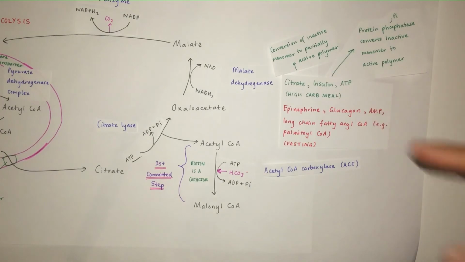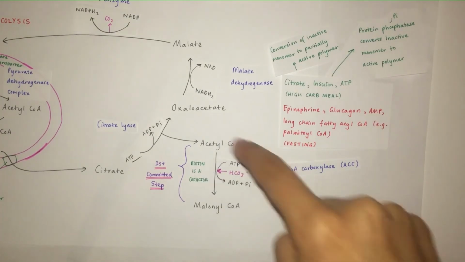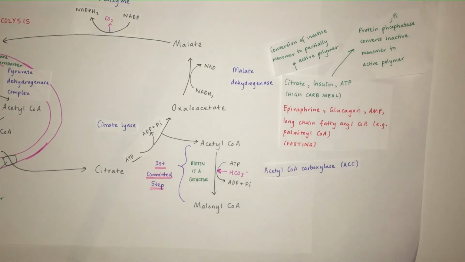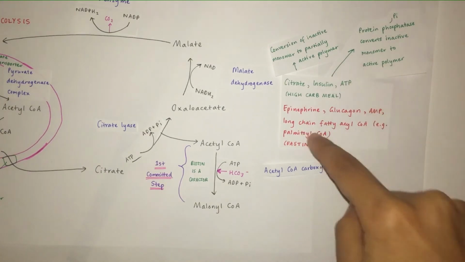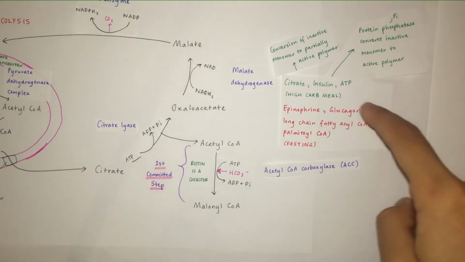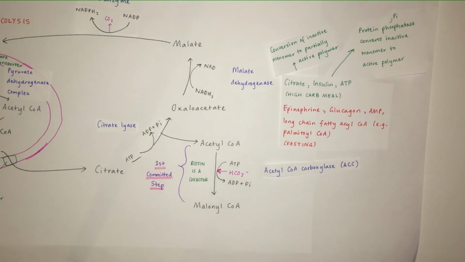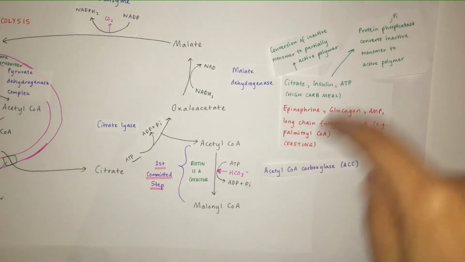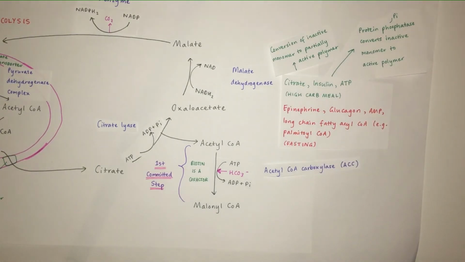And then ATP, you can just remember that because we need energy for this reaction to go forward. So if we have energy, that will promote the reaction to go forward. And that's why it's in green, because that means it's going to stimulate the reaction. All the ones here in red, so we've got epinephrine, glucagon, AMP, and a long-chain fatty acyl CoA, such as a palmitoyl CoA, will inhibit this reaction from going forth.